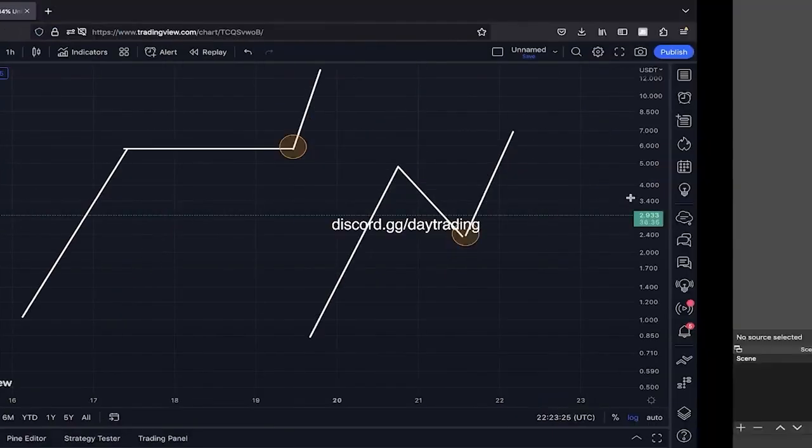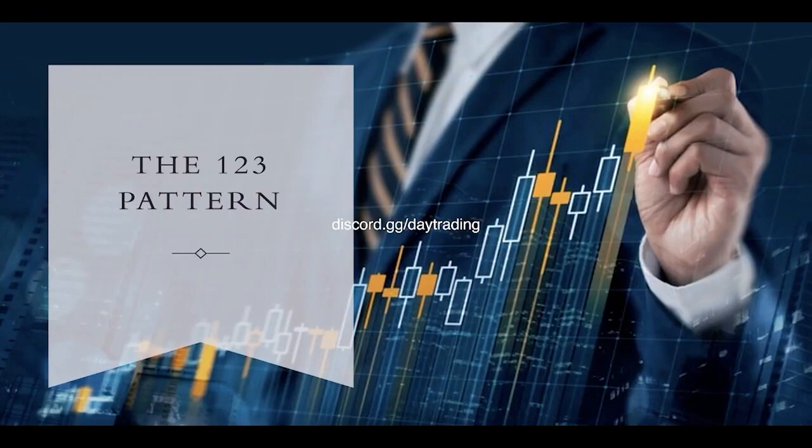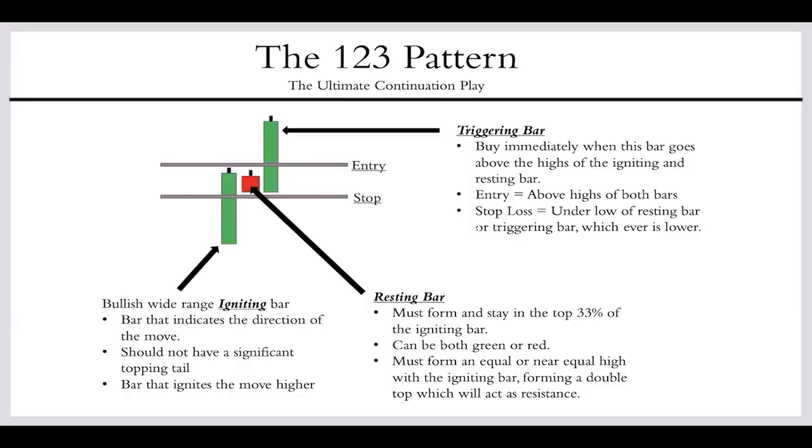So the whole point of this setup is to talk about the 1, 2, 3 pattern. That's what it's called, and it's a continuation play. This setup is basically trying to catch the continuation of the move. It's a secondary entry, okay? So let's get right into what it looks like.